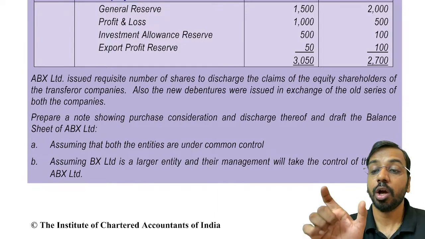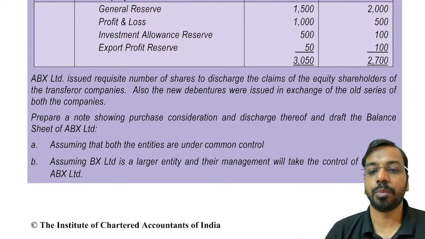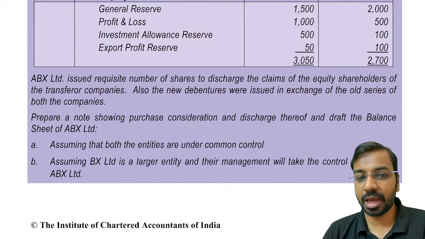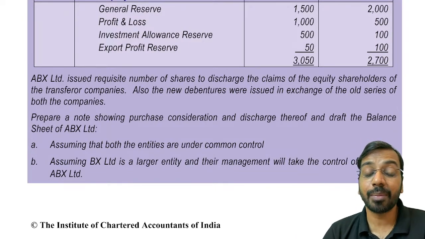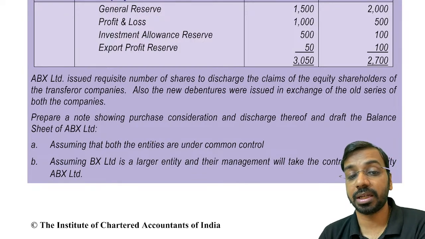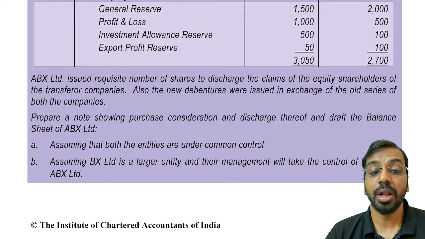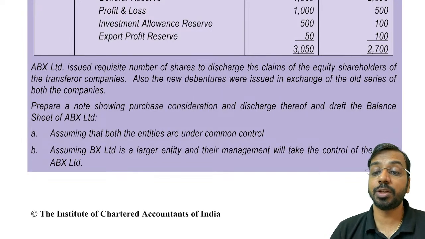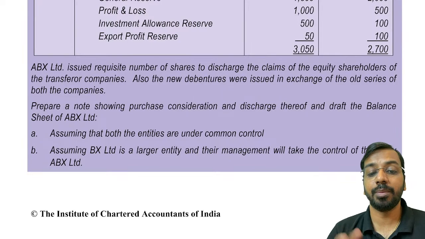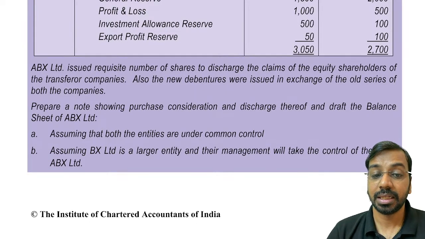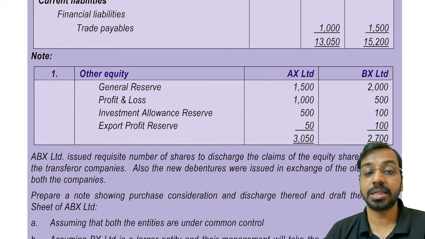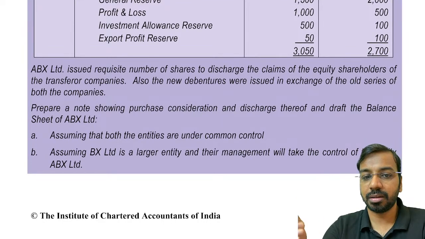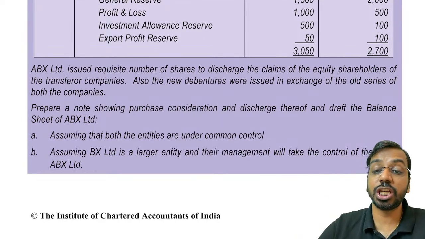So, the first scenario is both the entities are under common control, meaning to say, whoever was controlling them prior to that will be controlling them subsequently. That is the first scenario. Second scenario, assuming that BX is a larger entity and the management will take control of ABX Limited. Now, in the second scenario, what happens is ABX is the entity which is issuing shares.